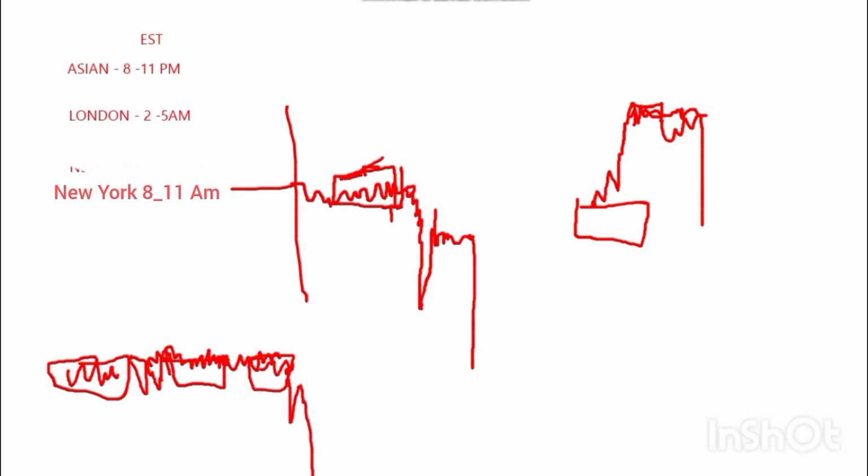For the buy scenario, for the first one, you have your Asian range, of course, our closing price. So this is our Asian range here. During gap time, price breaks above our Asian range, and then when London opens, we get a pullback, and then the market reverses and continues to buy.